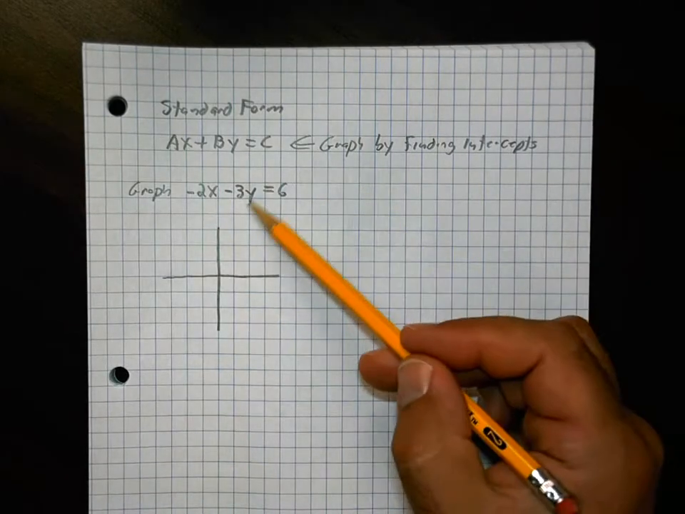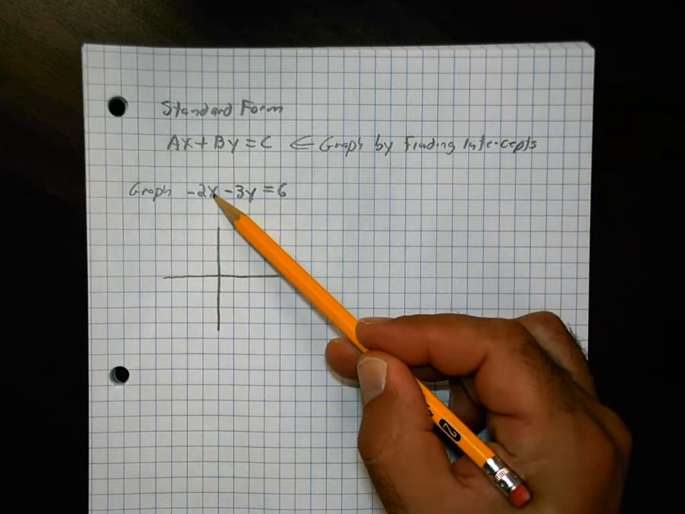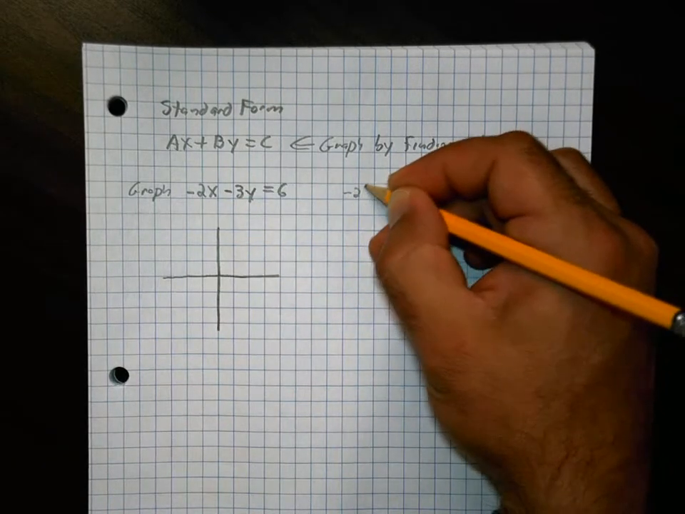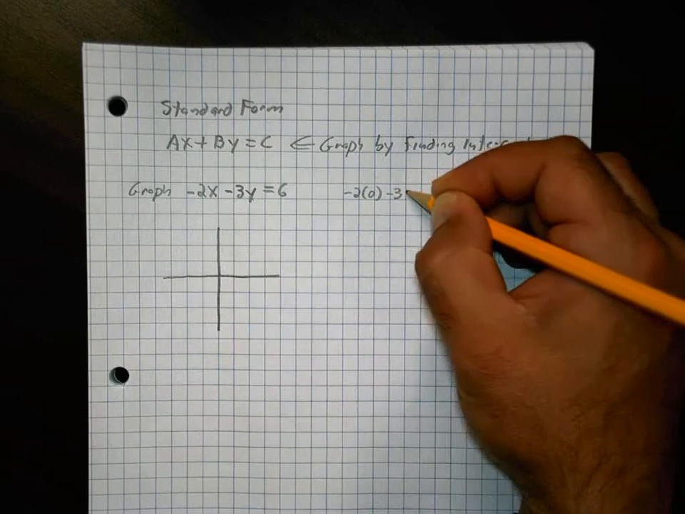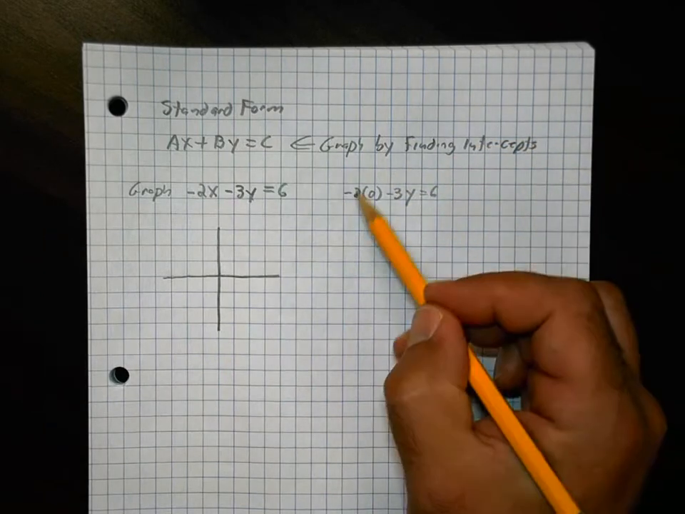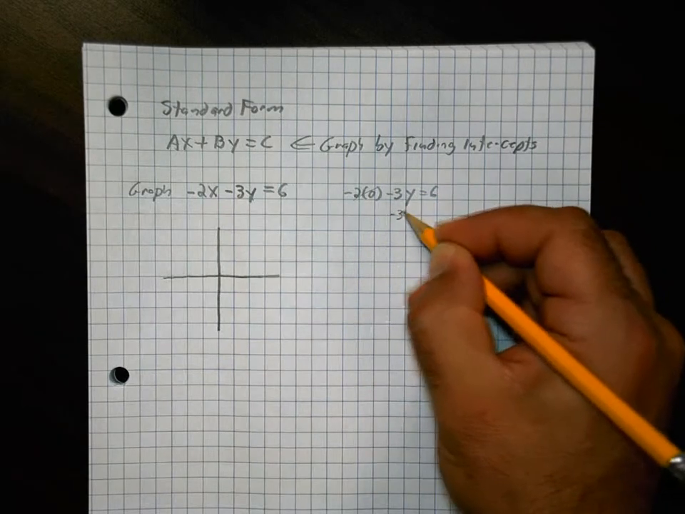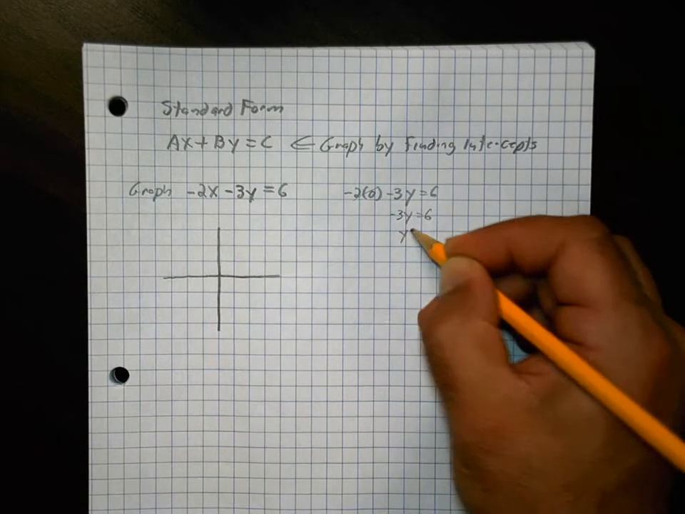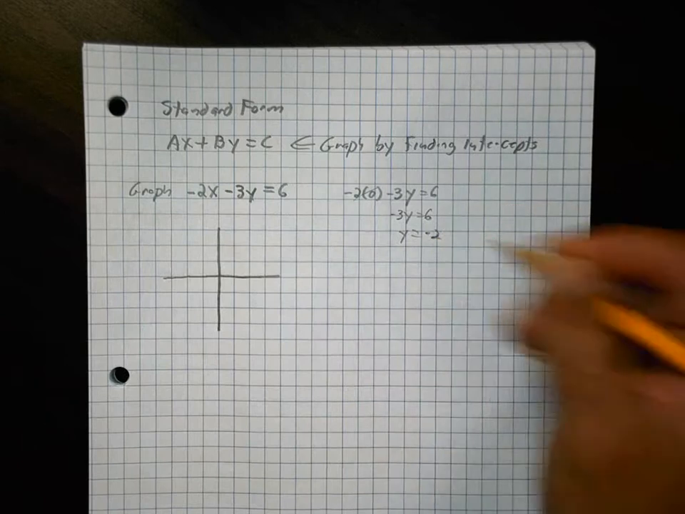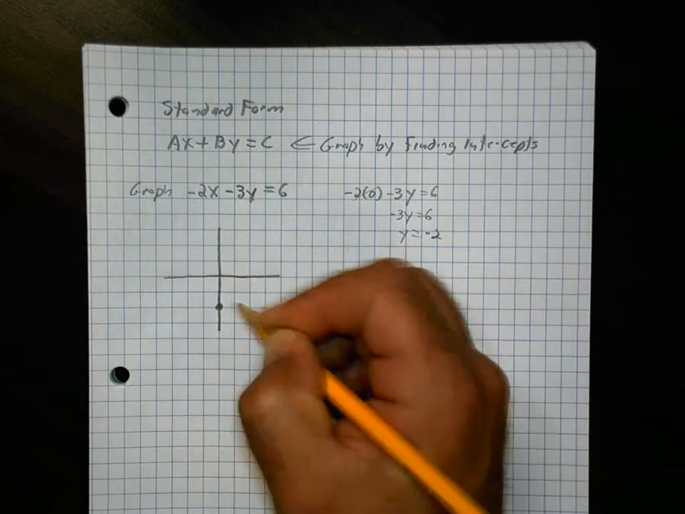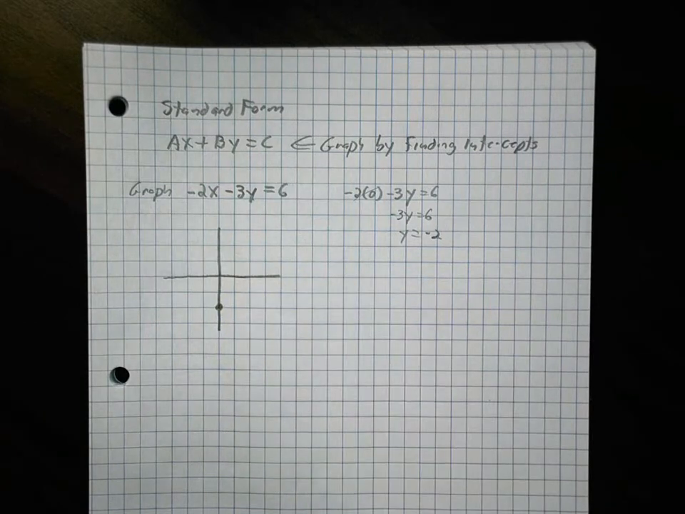So let's start by finding the y-intercept. We substitute 0 in for x. If I do this on the side, negative 2 times 0 minus 3y equals 6. This term pretty much disappears, so I have negative 3y equals 6. Divide by negative 3, I get negative 2. So when x is 0, y is negative 2. That's my y-intercept.